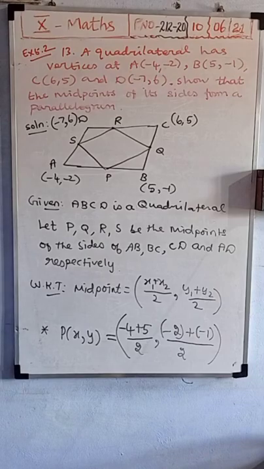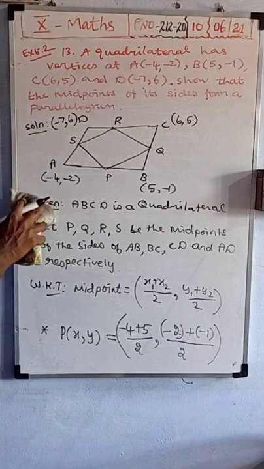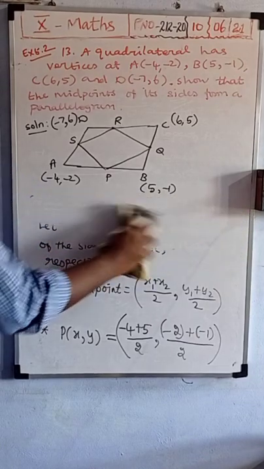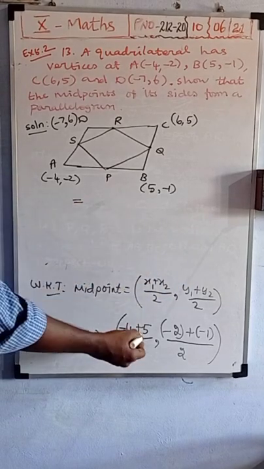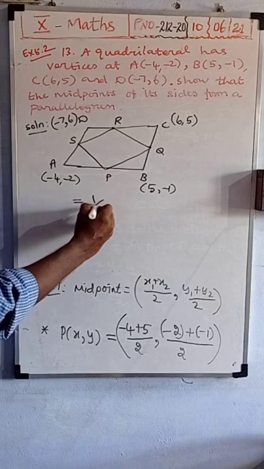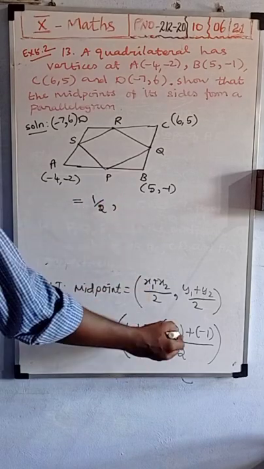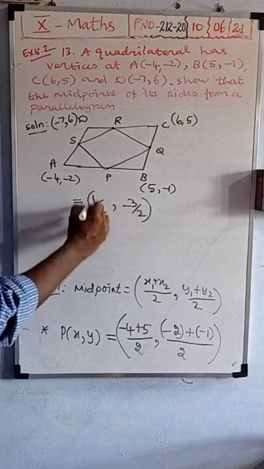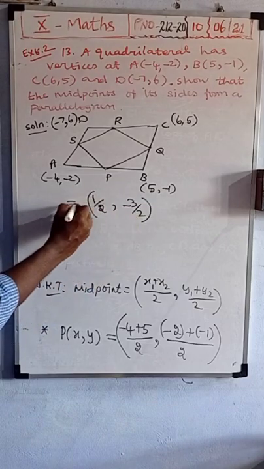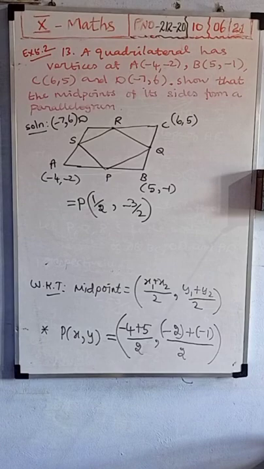Now next, simplify this. 5 minus 4 is 1, so 1 by 2, comma minus 2 minus 1 is minus 3 by 2. This is the point of P. Write P as (1/2, -3/2). This is the P point.